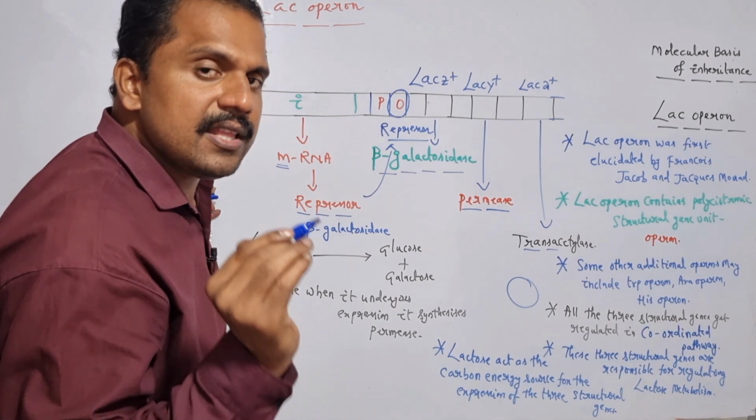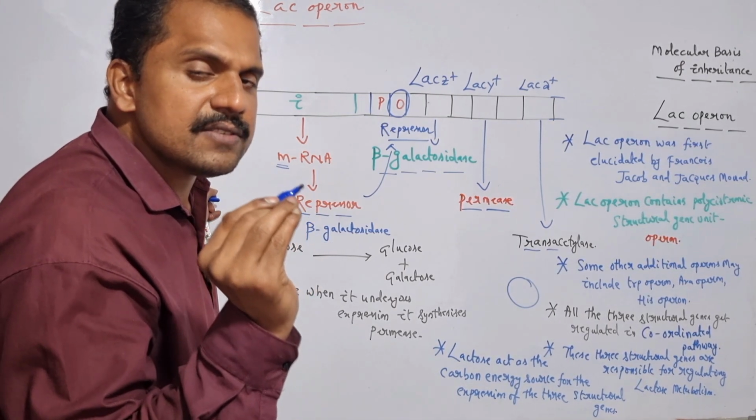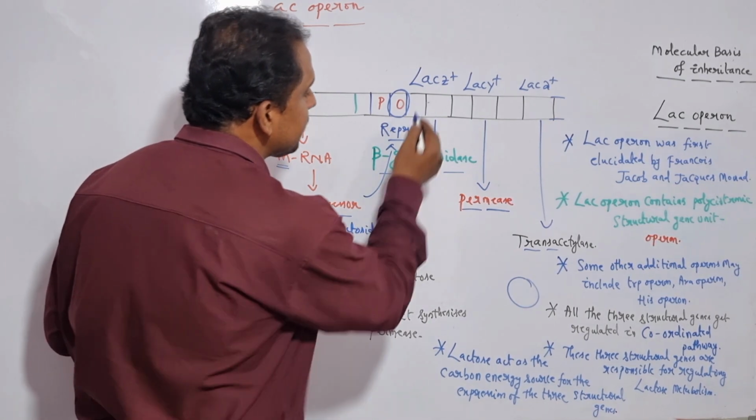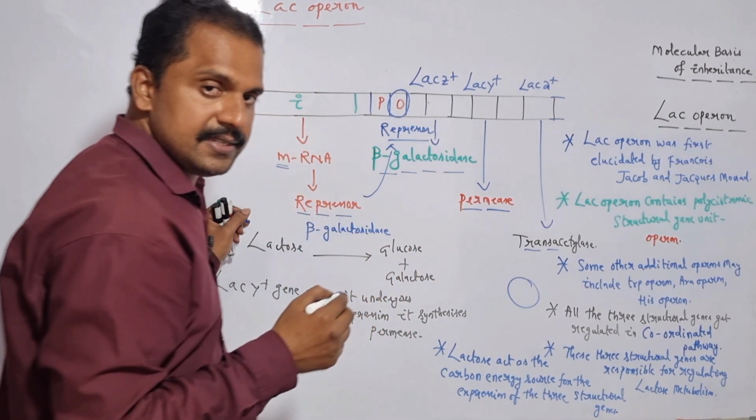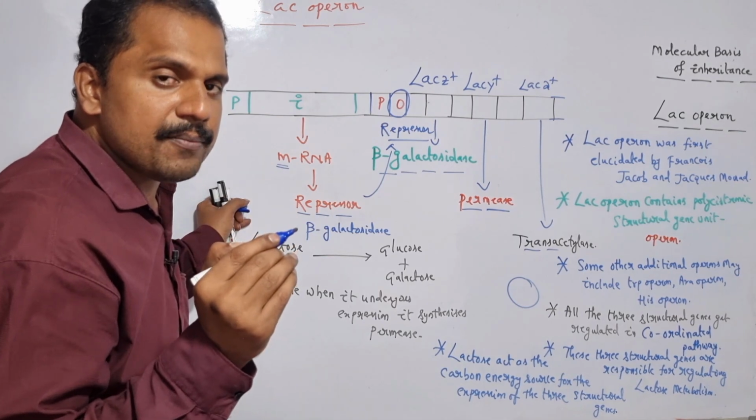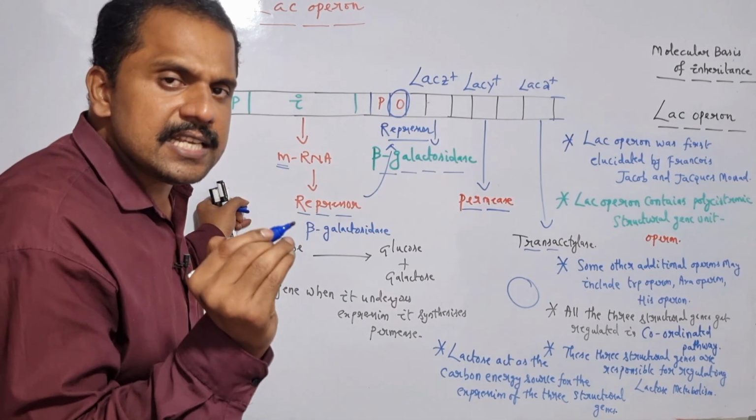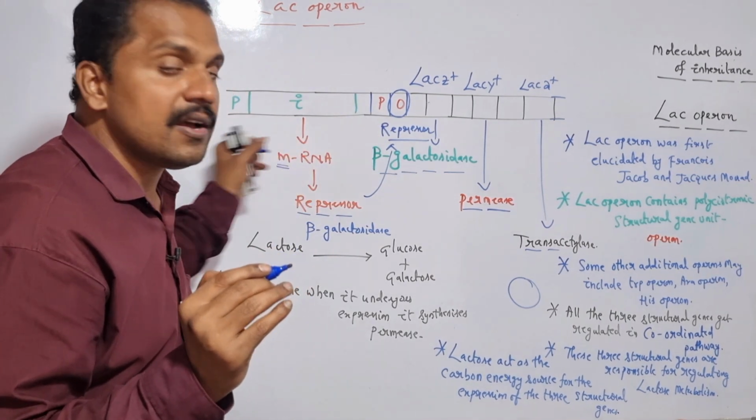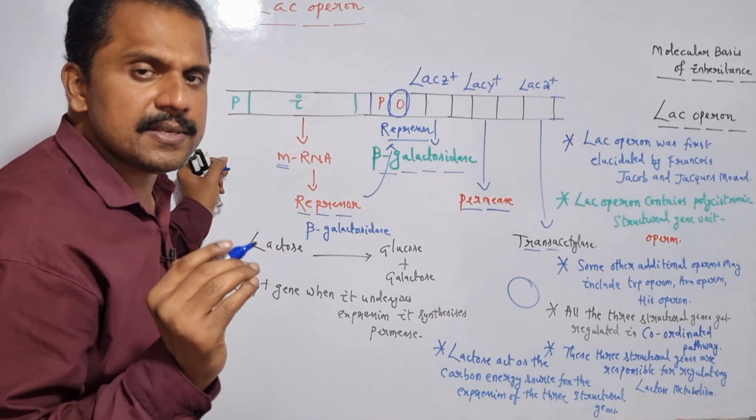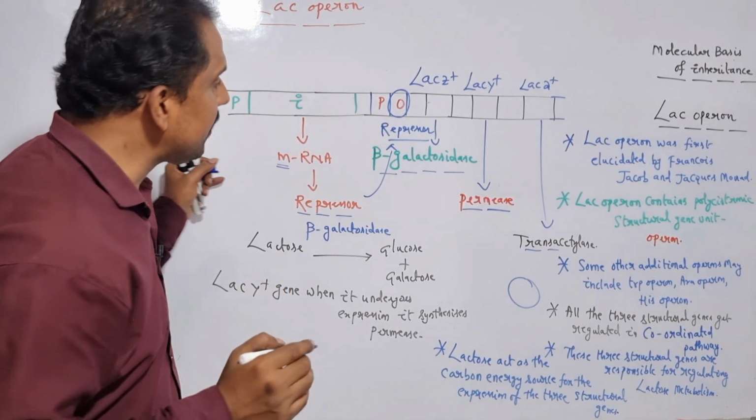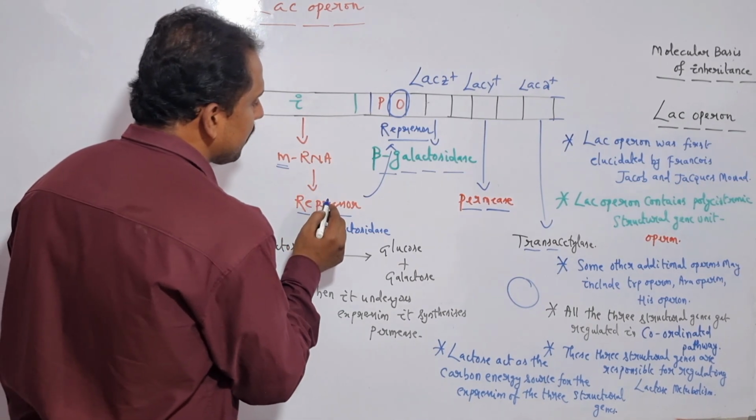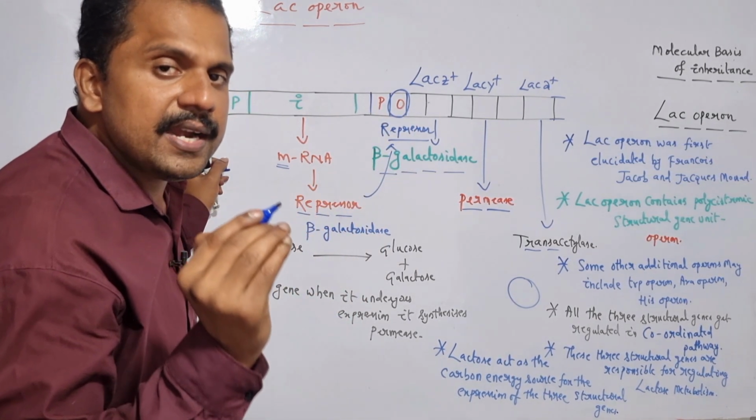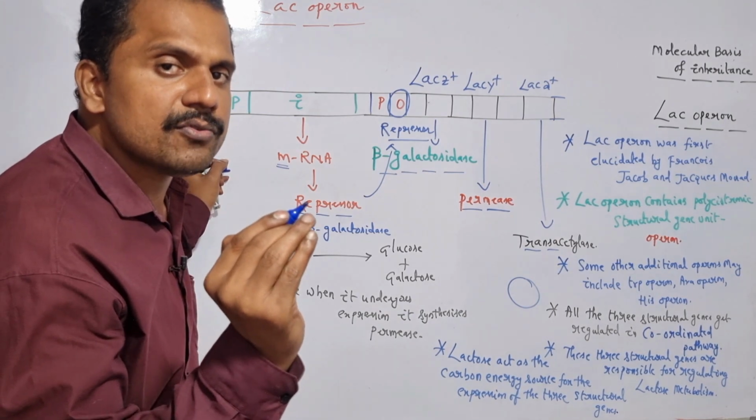So once the RNA polymerase enzyme is unable to bind to the promoter, there is no chance for the expression of all these genes. Is it clear? Only when the RNA polymerase enzyme successfully binds to the promoter, under such condition, the expression of all the three structural genes takes place in case of the lac operon. But once the repressor successfully binds to the operator, there is no chance for the binding of RNA polymerase enzyme to the promoter.